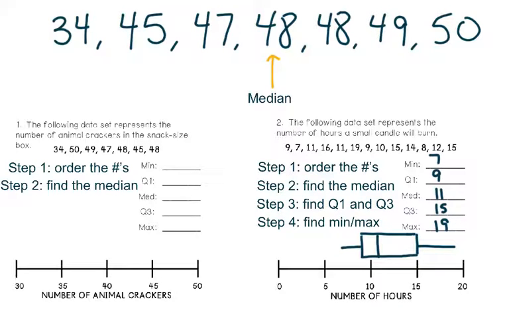You should have found 48 to be the median of the entire data set. Now your job is to find the median of the first half and the median of the second half. So go ahead and separate your data, find Q1 and Q3, and then press play when you're ready to check.